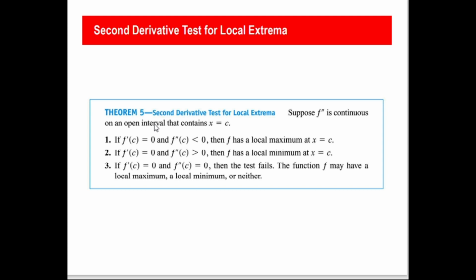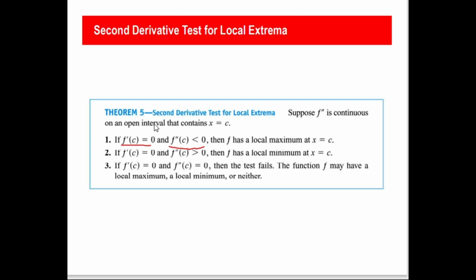It says here, suppose the second derivative f double prime is continuous on an open interval that contains a point x equal to c. If f prime c equal to 0 and f double prime c less than 0, then f has a local maximum at x equal to c.